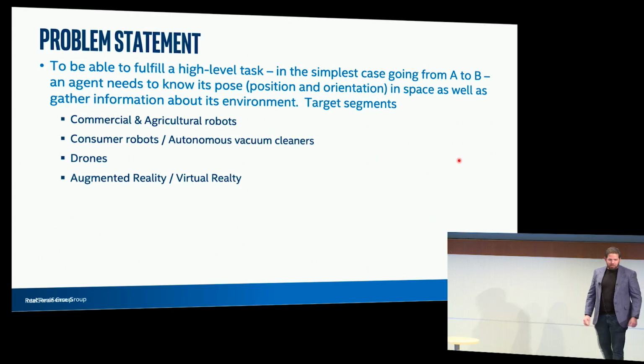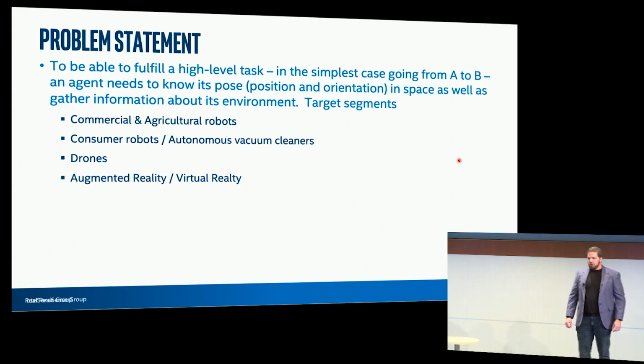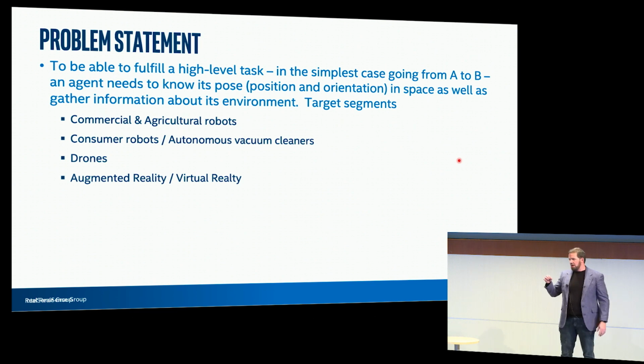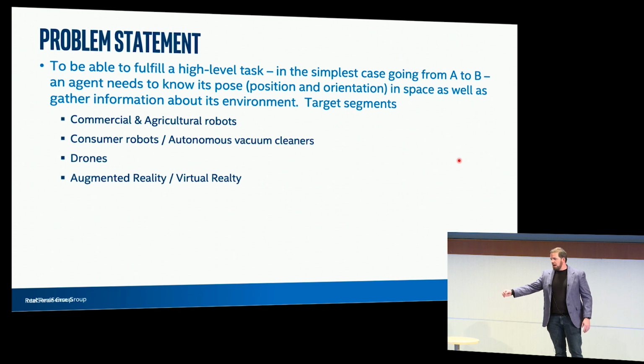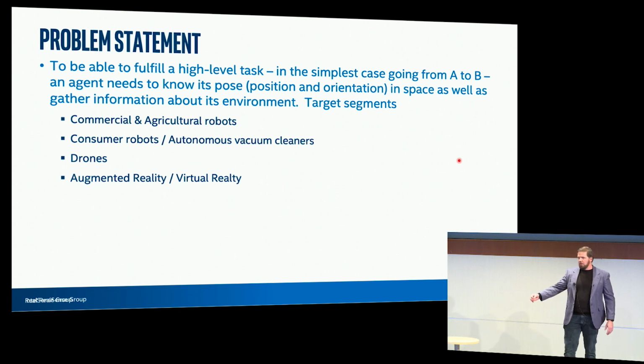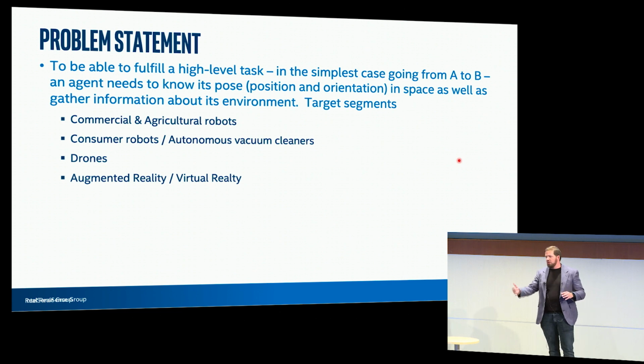Okay, let's talk about the problem statement first. To be able to fulfill any high-level task, for example, cleaning a room, delivering an object from A to B, one of the most basic primitives is to be able to travel from A to B. And to be able to do that, on the one hand, you need information about the environment. On the other hand, you need to determine your own position and orientation.